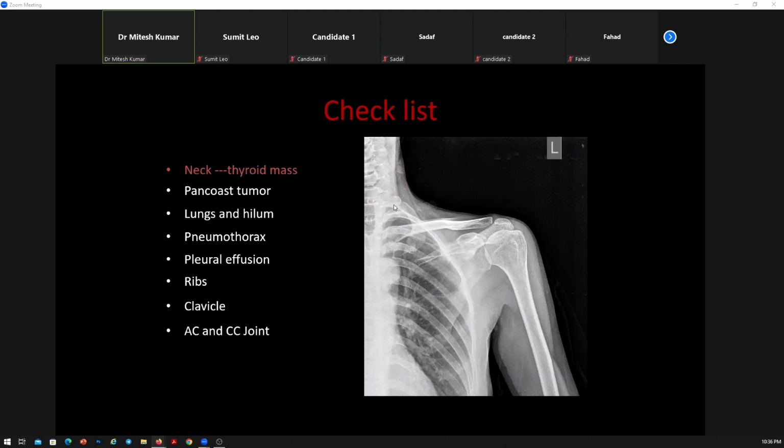This should be followed by looking at the apex of the lung. Here we can expect some kind of opacity, smooth or ill-defined opacity in the apex of the lung, which will represent Pancoast tumor.